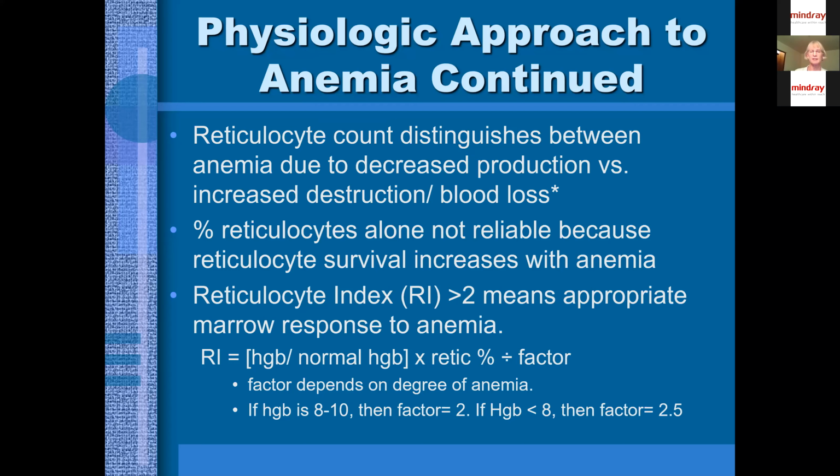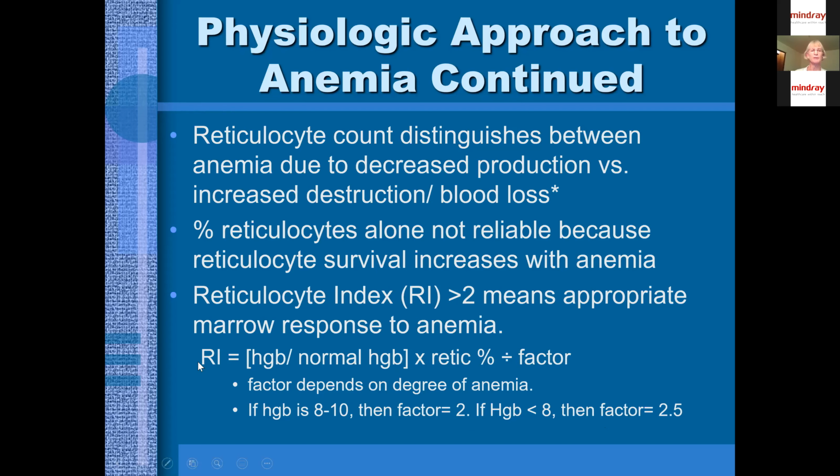So the reticulocyte index needs to be more than 2 if the patient has an appropriate response to being significantly anemic. The factor that you use to calculate the reticulocyte index varies depending upon the degree of anemia. So if the hemoglobin is about 8 to 10, then the factor would be 2. If the hemoglobin is less than 8, then the factor would be 2.5.